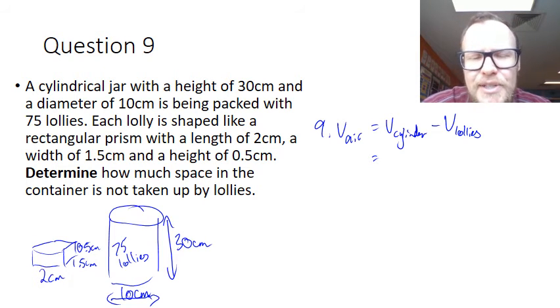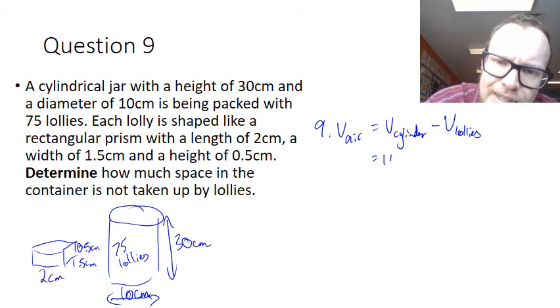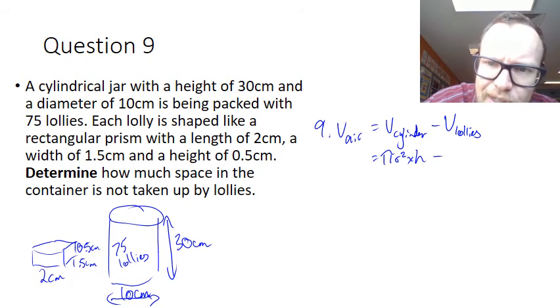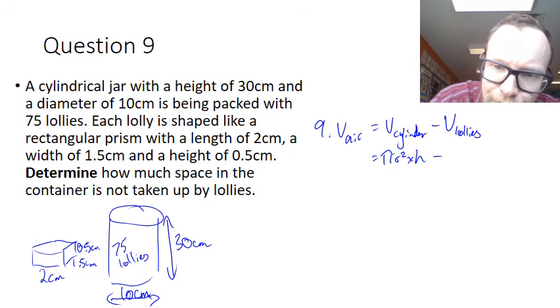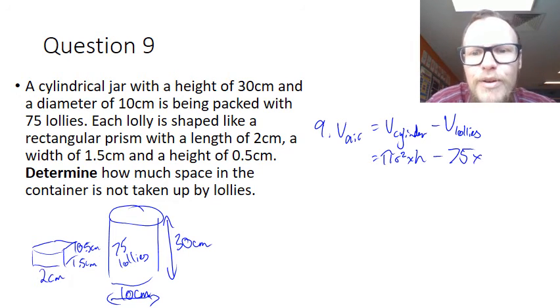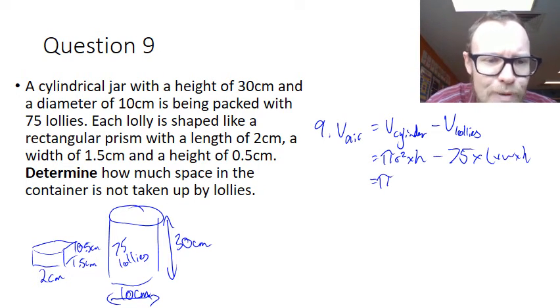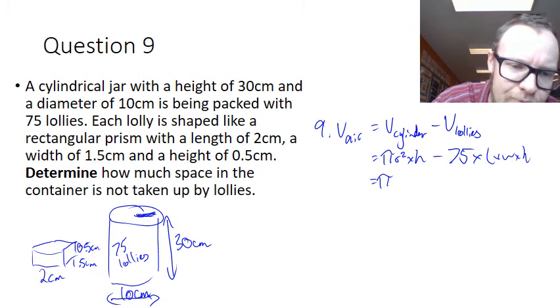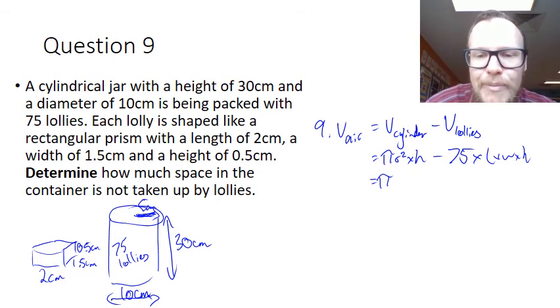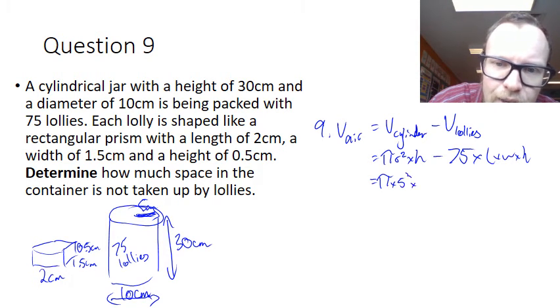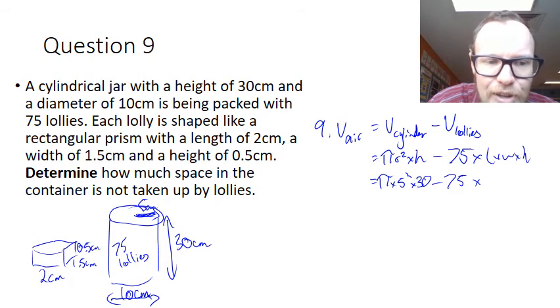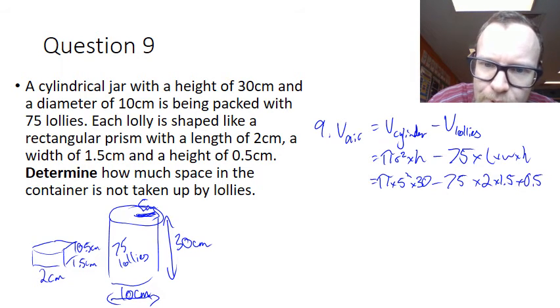So what's the volume of a cylinder? Well, it's the area of the base times the height, and the area of the base is pi r squared, times the height of the cylinder. If I take away the volume of the lollies, there are 75 lollies, so 75 times the volume of each lolly, which is a rectangular prism, so length times width times height. So now I can substitute in pi, the radius of our cylinder here is only 5 centimetres, because the diameter is 10. So this is pi times 5 squared multiplied by the height of 30 centimetres, minus 75 times the length of each lolly. So the length is 2 times 1.5 times 0.5. And we'll see what answer we get.